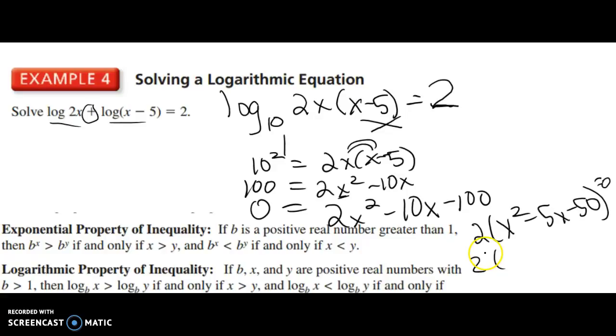From here, I can factor. Factors of 50 will be 10 and 5. I'll need a negative 10 and a positive 5 so that I get a negative 5 back. And then set each equal to 0, and I'll get 2 answers of negative 5 and 10. I should then check both answers. And after checking both, we'll realize that only the 10 will work and the negative 5 will not.